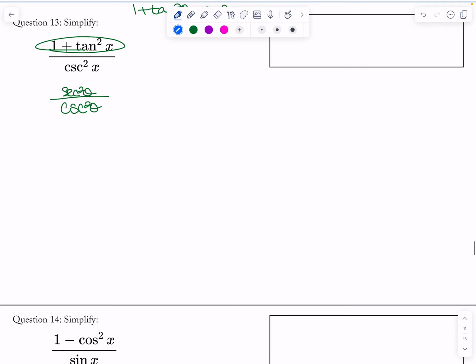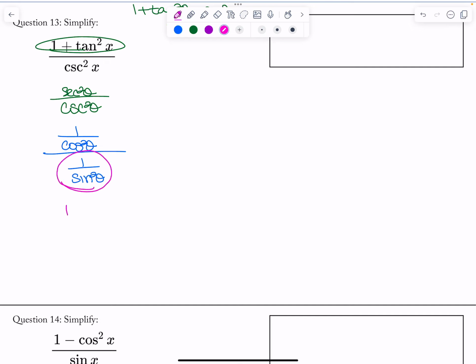Then I would probably have changed my secant into 1 over cosine squared, and my cosecant to 1 over sine squared. I take my denominator, I invert and multiply, so I have cosine squared of theta times sine squared of theta over 1. So I get sine squared theta over cosine squared theta. And then sine squared over cosine squared is tangent squared of theta.